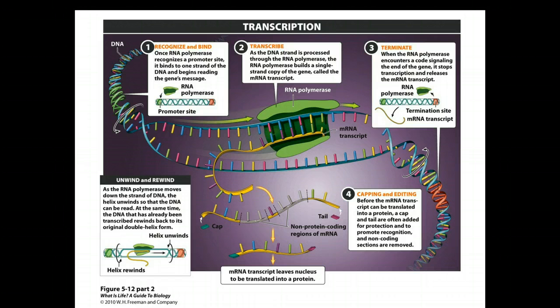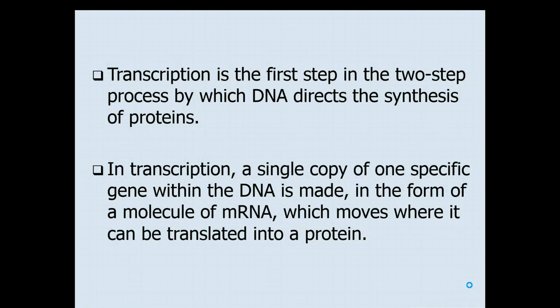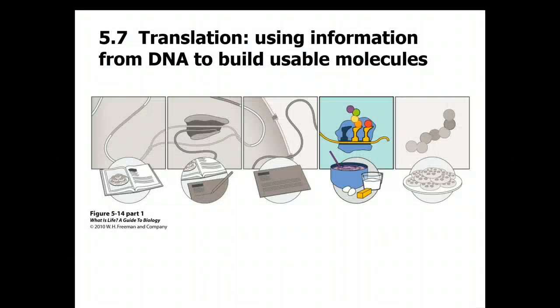Before any of this can happen, though, the RNA polymerase has to move down the strand. We have to unwind the helix in order to open and unzip that region of DNA. So I just wanted to point that out. We're unwinding the DNA so we can get the machinery in there to make the messenger RNA transcript during the transcription process. So transcription is the first step in the two-step process by which DNA directs synthesis. In transcription, a single copy of one specific gene within the DNA is made in the form of a molecule of messenger RNA, which moves where it can be translated into a protein.